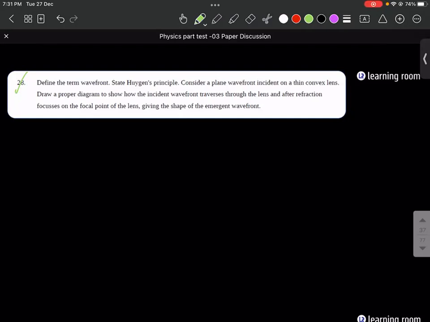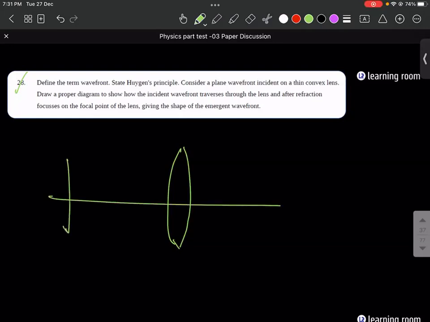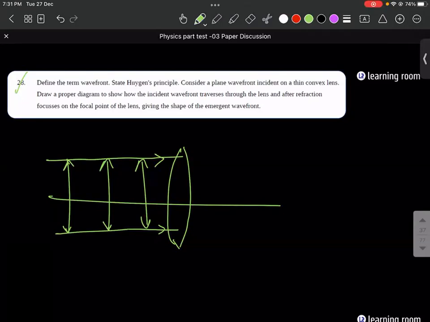Third, consider a plane wavefront on a thin convex lens. So you have a convex lens. On this convex lens, let's say there is a plane wavefront incident. Plane wavefront means where are the rays coming from? The rays are coming from infinity. So when the rays are coming from infinity, where is the image formed? At the focus. So if you take this to be the focus, this is how the wavefronts will look like.